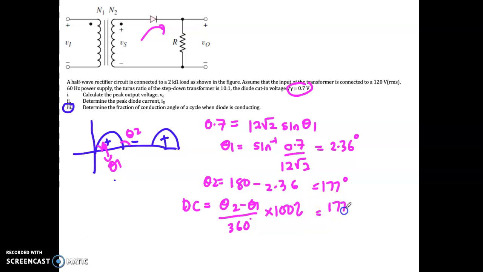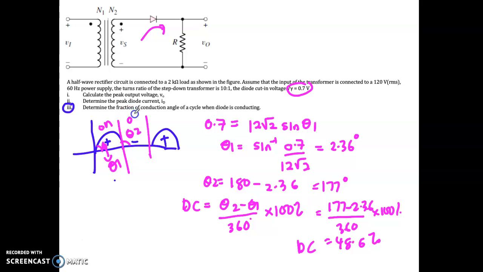So (177 − 2.36) divided by 360 times 100%, you can get around 48.6% duty cycle. So what does this mean? It means that almost half of the cycle will be on, the other half will be off. Only 48% will be on, the rest will be off. So this is what is meant by duty cycle.